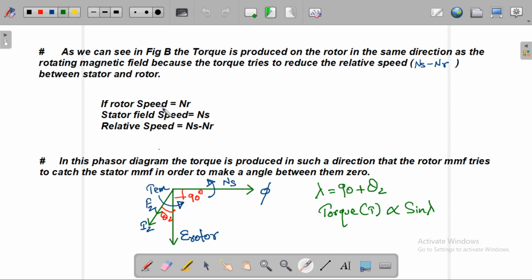Now, if the rotor speed is Nr and the stator field speed, or rotating magnetic field speed, is Ns, the relative speed is Ns minus Nr. This is the speed between the rotating magnetic field and the rotor conductor.